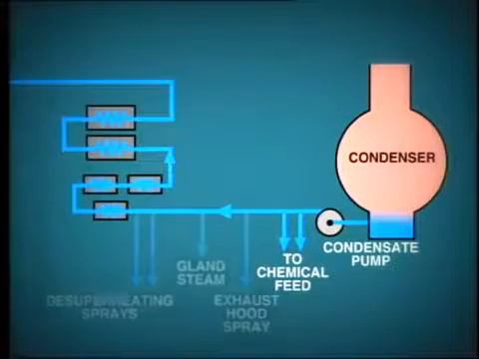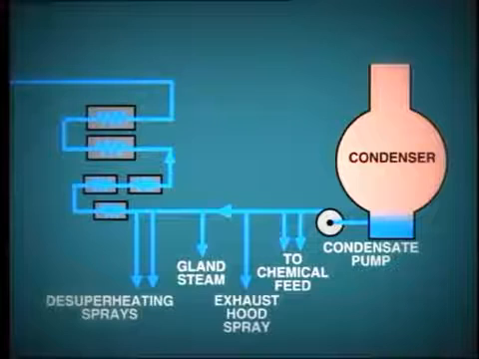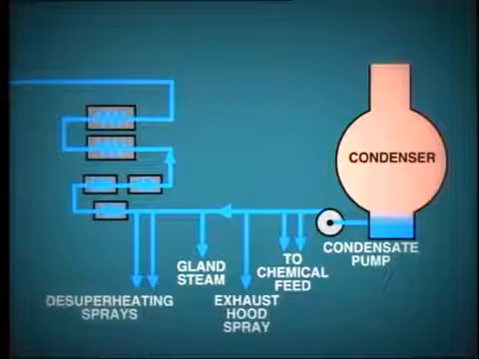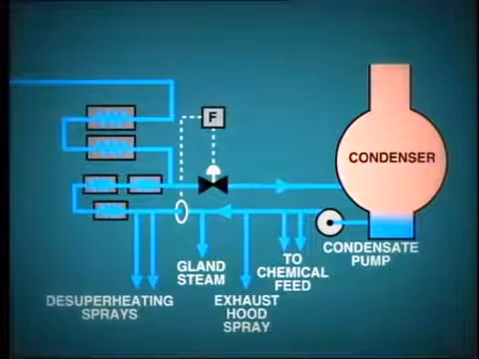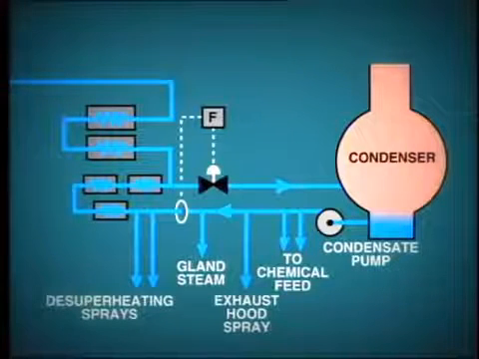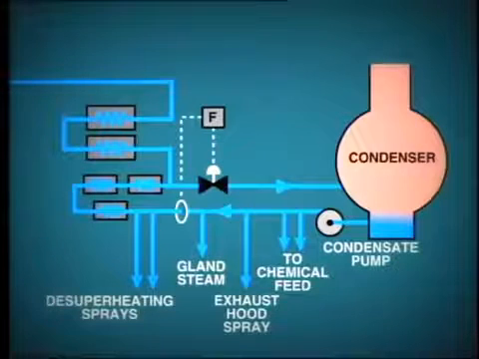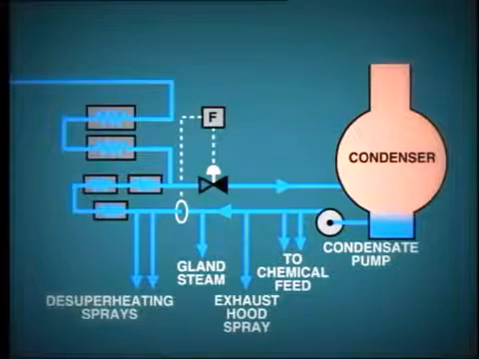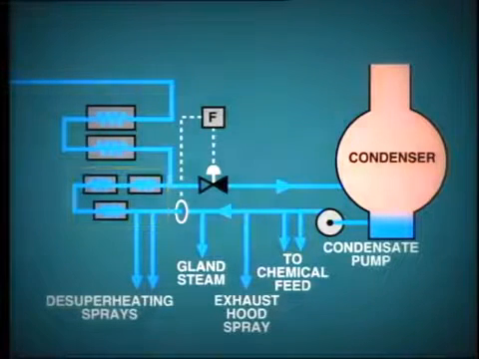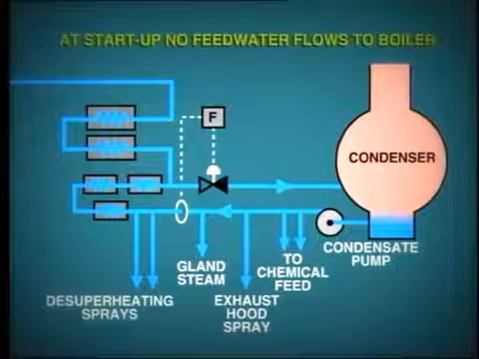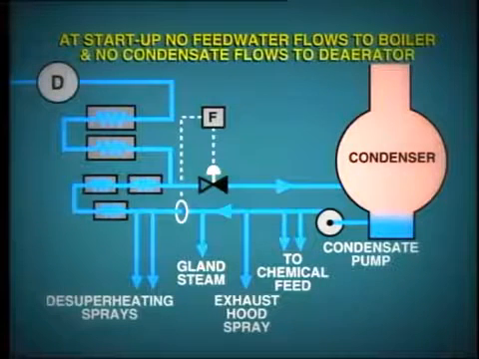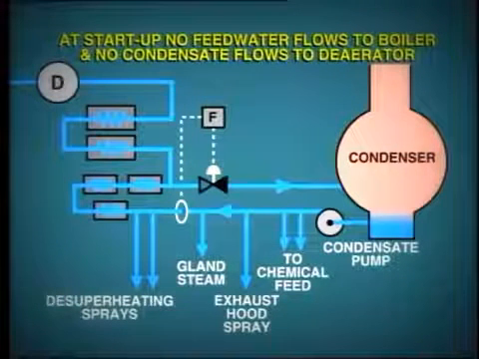We will also see connections to supply condensate to the gland steam, de-superheater, and to the turbine exhaust hood sprays. We also note here a recirculation connection which passes condensate back to the condenser through a control valve. This connection is used during startup of the turbine to ensure a constant flow of condensate through the ejector condenser and gland steam condenser. This is necessary because during the initial stages of startup, there will be no feedwater flow to the boiler and consequently no condensate flow to the de-aerator.